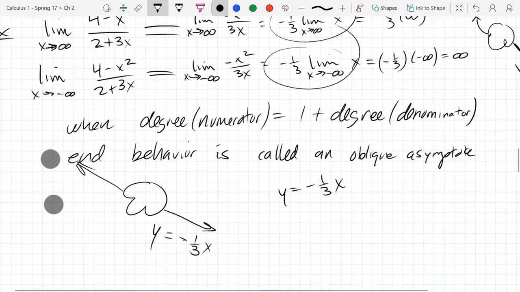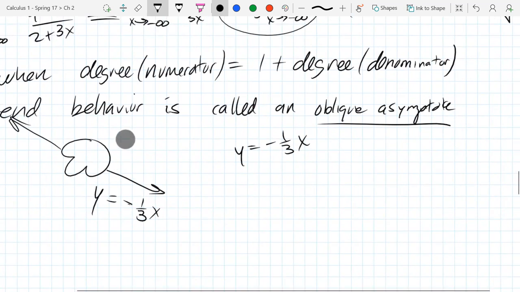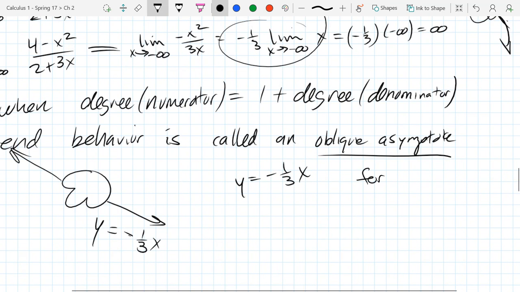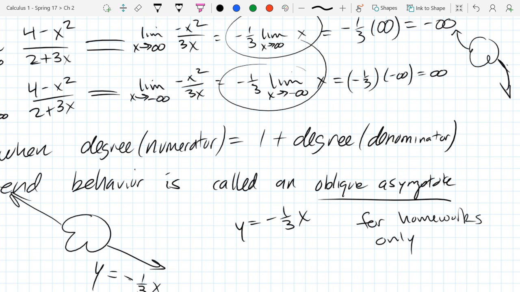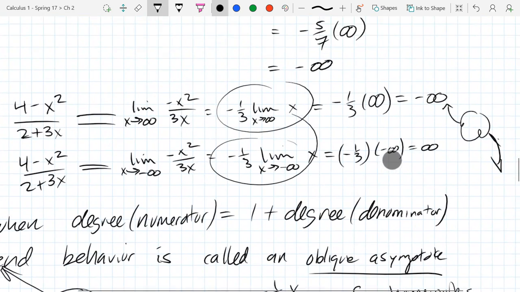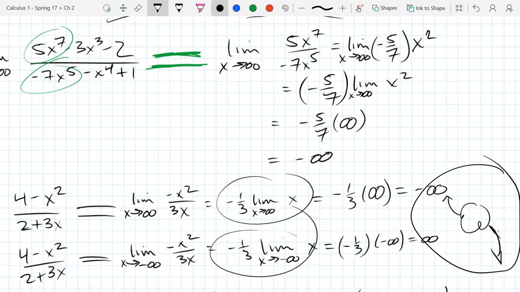This will be on the web work, but I won't ask you about oblique asymptotes on your midterm or quizzes. This is just for homeworks only. On your quiz, I'll be completely okay with the end behavior that I have at the top of the board here. So if I ask you on a midterm or a quiz, it's completely okay to just tell me that: up on the left, down on the right.